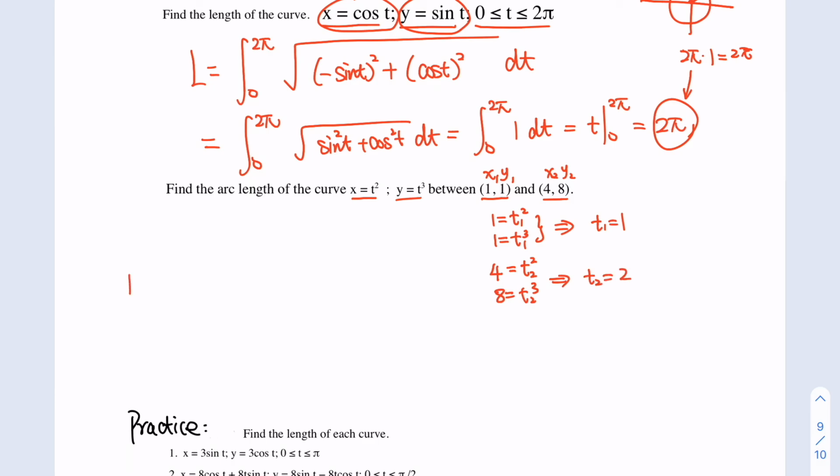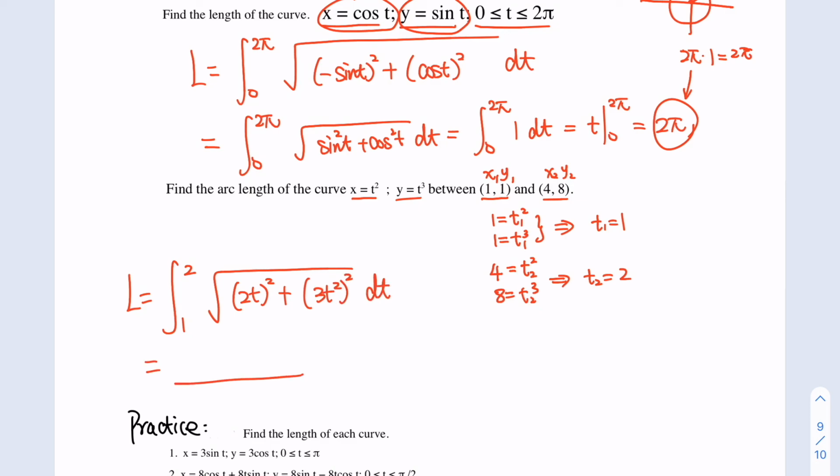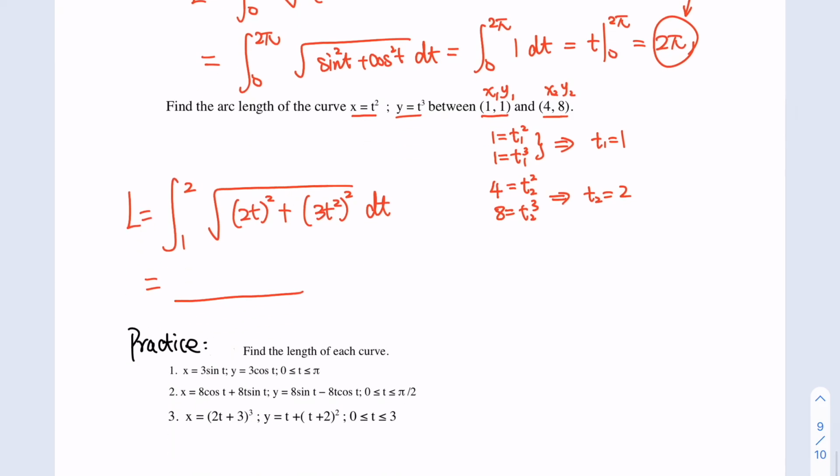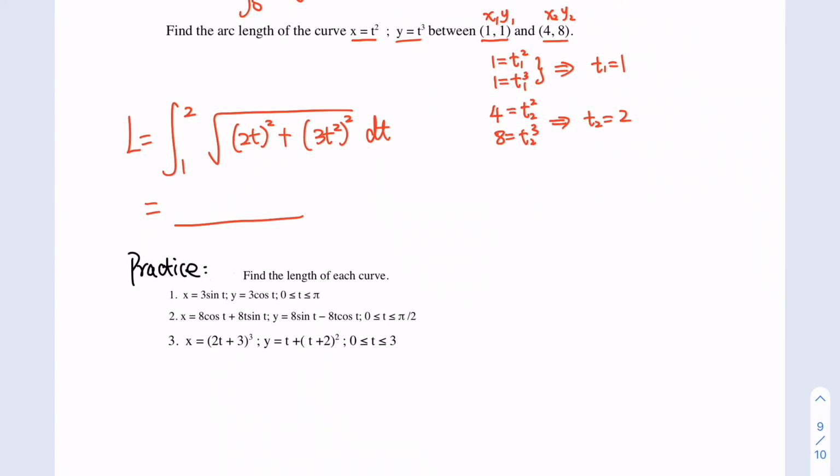So our integration will be from 1 to 2, the square root of the derivative of x squared plus the derivative of y squared, dt. Sometimes we have to use our calculator to evaluate the final answer. Okay, everybody, you can practice the following 3 problems and compare your answer with mine.